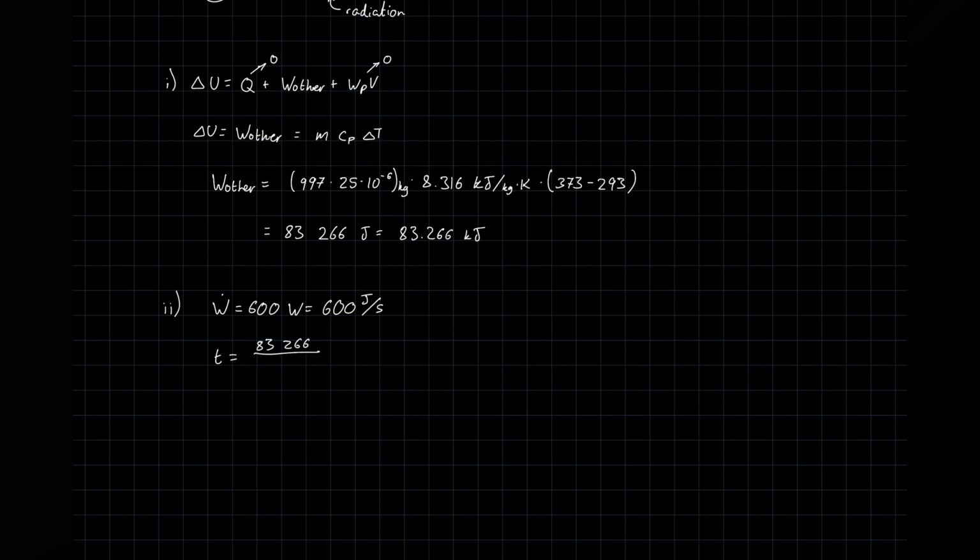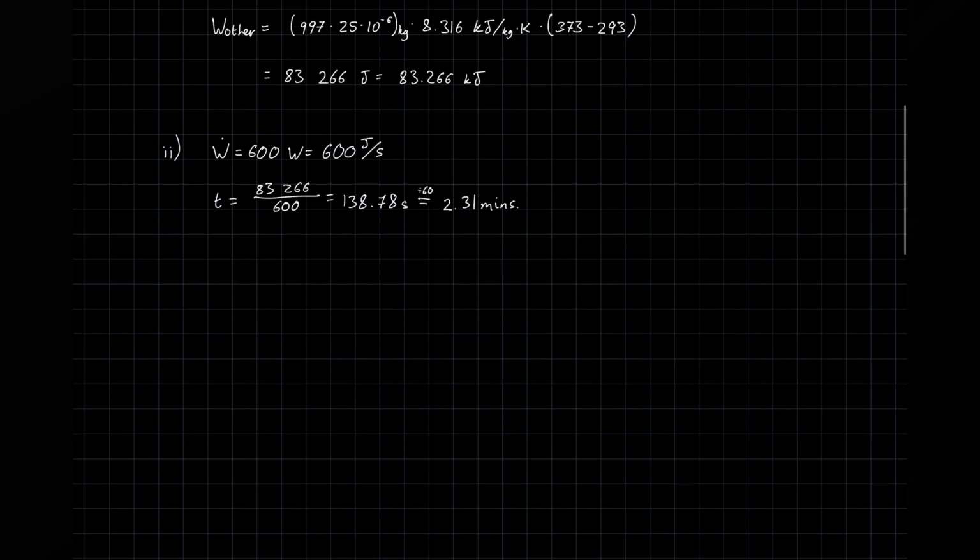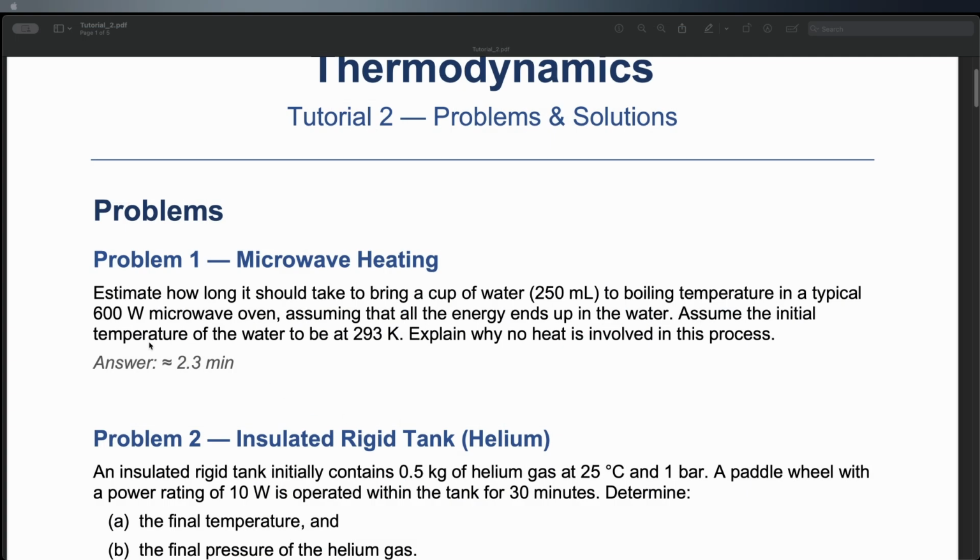divided by 600 watts, which gives us 138.78 seconds, which, if you divide by 60, you get 2.31 minutes, which, if we look over here in the thermodynamics problem, we indeed have 2.3 minutes as the correct answer.